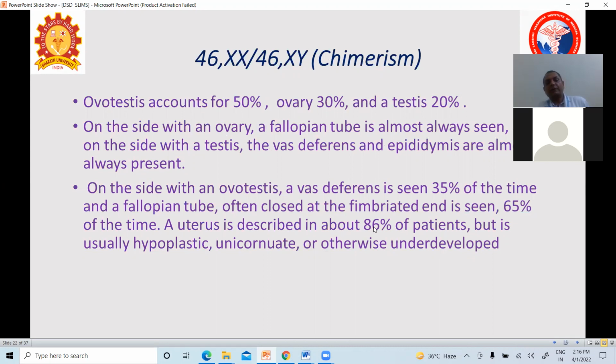A uterus is described in about 6% of patients with this condition, usually hypoplastic or unicornuate.